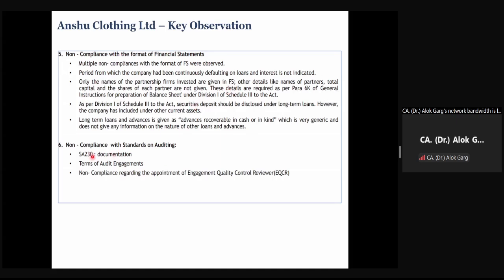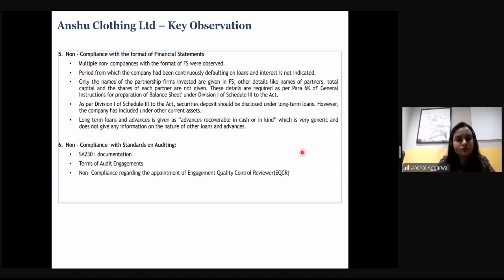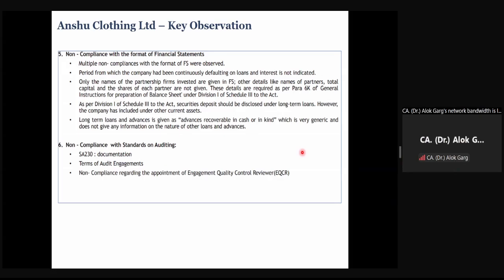The auditor has not complied with the standards on auditing, like SA 230 relating to documentation, terms of audit engagements, and non-compliances regarding the appointment of the engagement quality control reviewer. It is a requirement. If you are the auditor of a listed company, some other partner, in addition to the engagement partner, has to review. For example, we are a firm of, let's say, 5 partners. If I am the engagement partner, then my client's financial statement has to be reviewed by some other partner of the firm who is known as the EQCR, engagement quality control reviewer. Okay, I am the engagement partner, EP, and he is the EQCR. Okay, and that was also missing.